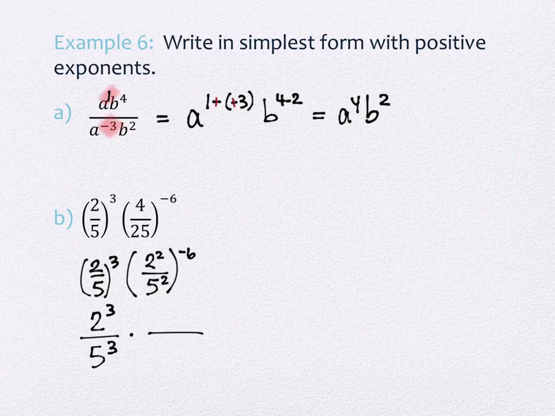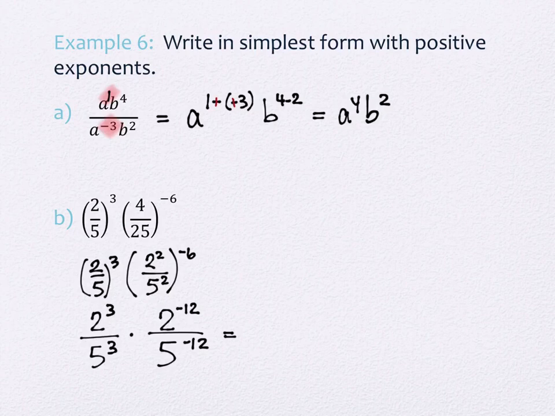We can still take this negative 6 and distribute it in. So the negative 6 times 2 would be negative 12. So I have 2 to the negative 12. And if I have my negative 6 times the 2 on bottom, I have another negative 12. Everybody good so far? Okay.